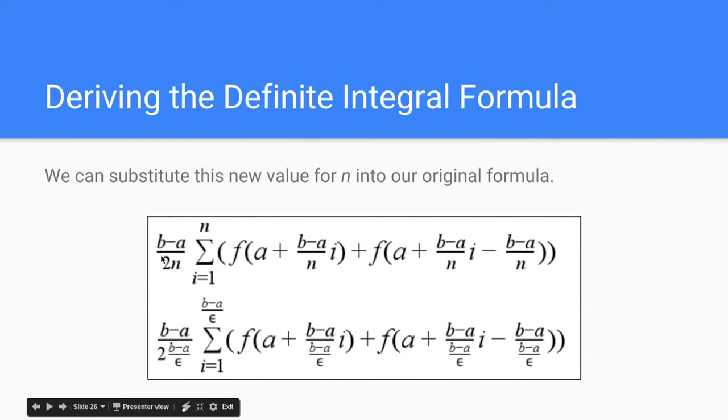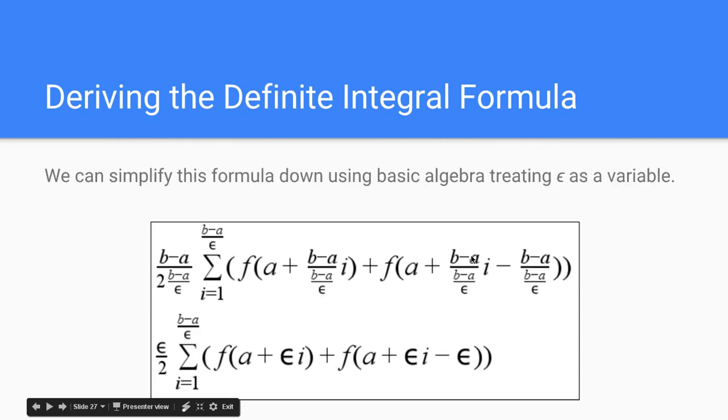So here I have the formula we originally derived, and anywhere there's an n, I've substituted it with b minus a over epsilon. So here we had b minus a over n, that becomes b minus a over epsilon. Then I just simplify it. On the outside, 2 times b minus a over epsilon simplifies just to epsilon over 2. Then right here, b minus a over epsilon just simplifies to epsilon. So all these inside simplify just to epsilon. So this equation actually looks a lot simpler.